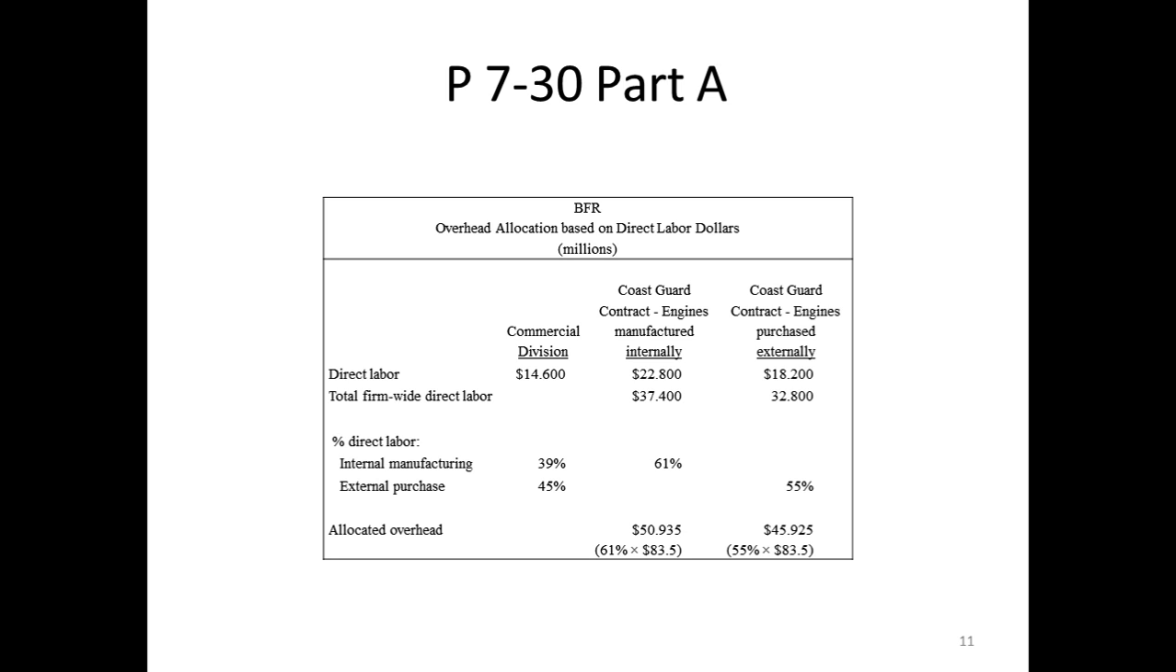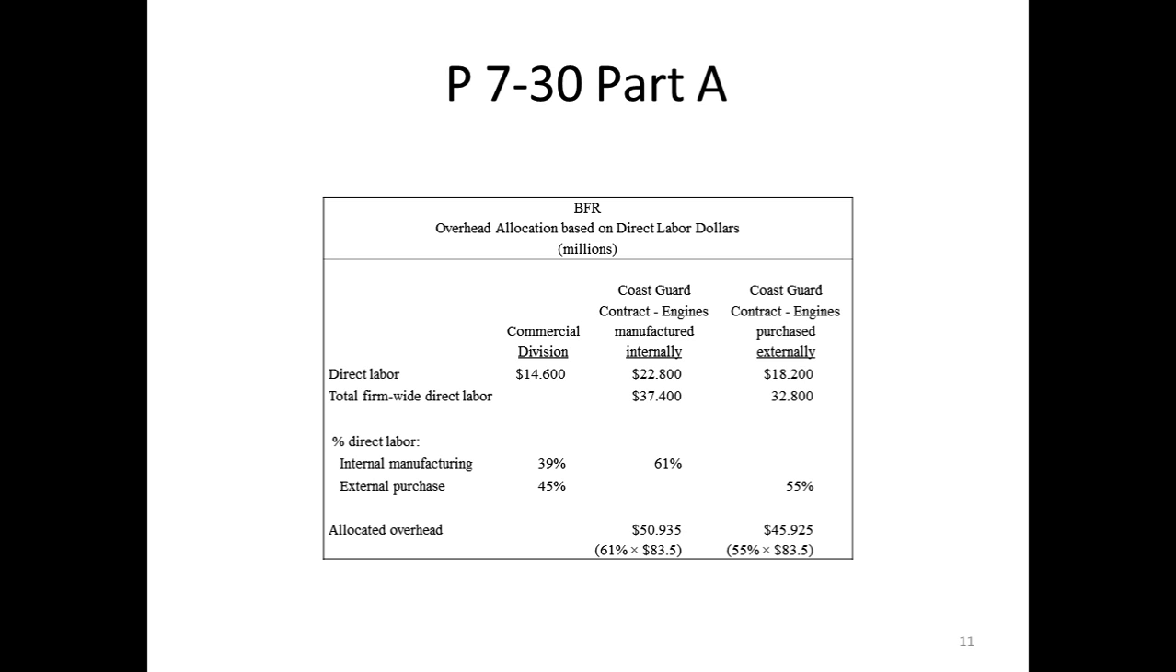So the Coast Guard contract for engines manufactured internally will result in an allocated overhead to the contract of $50,930,000. For external purchase, the amount of overhead allocated to the Coast Guard contract, because the direct labor has reduced, is about $46 million, or 45.92.